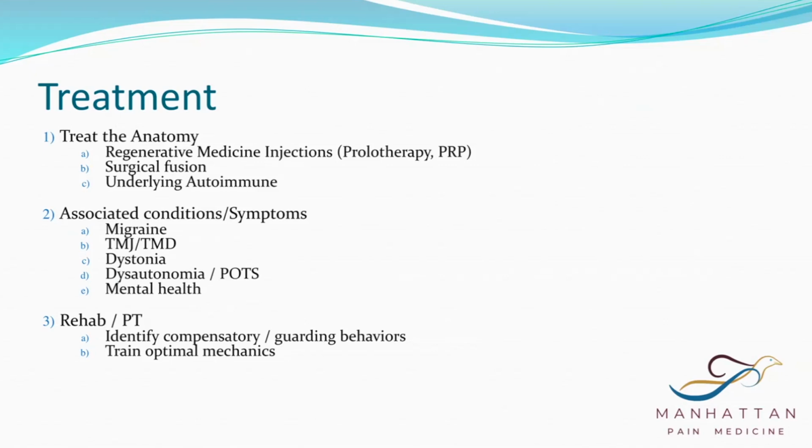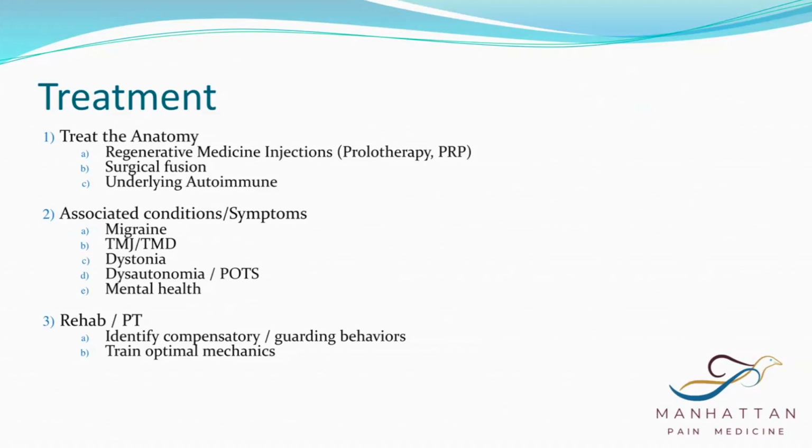Surgical fusion, of course, if it's severe and there's no response to regenerative medicine options, that is the definitive treatment. And then if there is an underlying autoimmune condition, we absolutely have to treat the autoimmune condition. And I generally will get the autoimmune condition treated before attempting any injections.